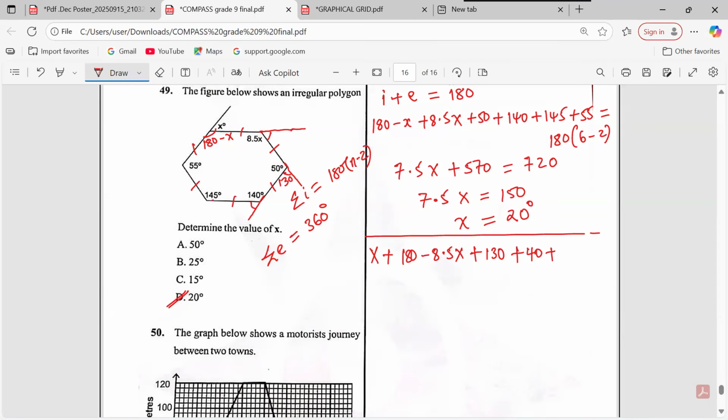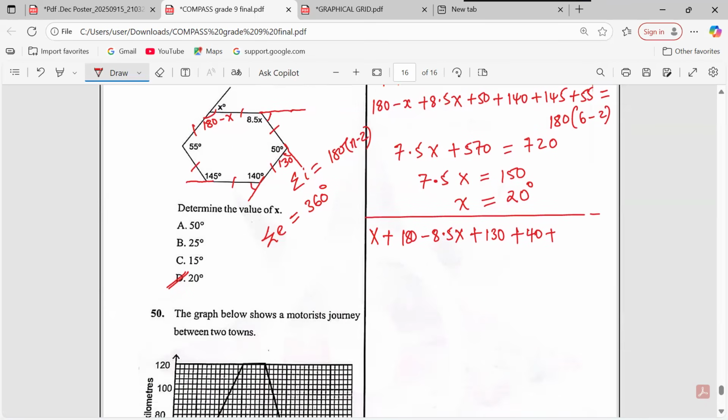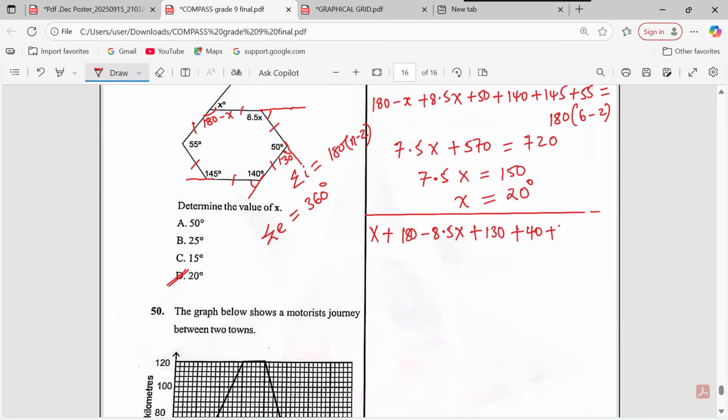Then from that point, we shall have 145, whereby the corresponding exterior shall be what? That should be 35, right? I hope I've subtracted well. 180 minus 145. We get that 35, yeah, very true. Then from there, we can talk about the last one. If in the interior we have 55, then exteriorly we shall have 125. So plus 125. This is now all equal to 360.